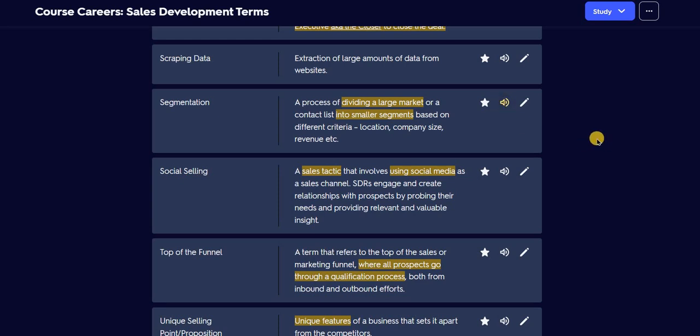Okay, let's play it one more time because I know this one is a little bit confusing. Segmentation, a process of dividing a large market or contact list into smaller segments based on different criteria, location, company size, revenue, etc.